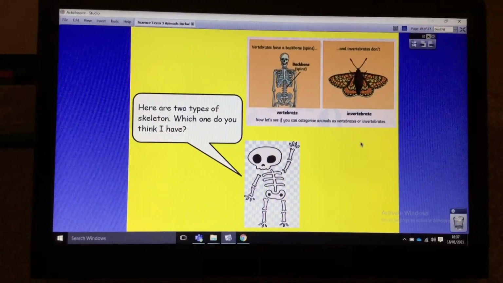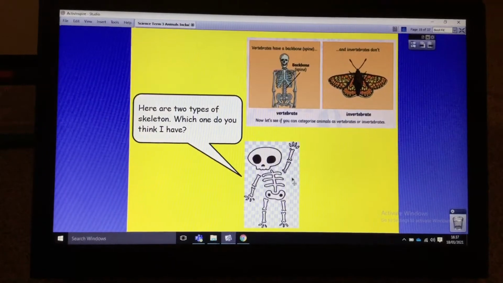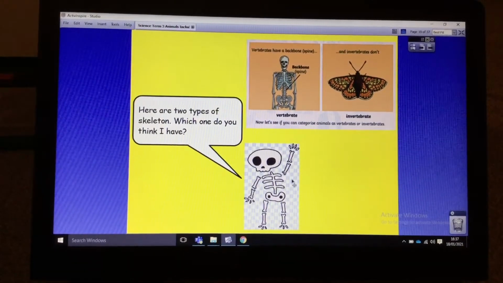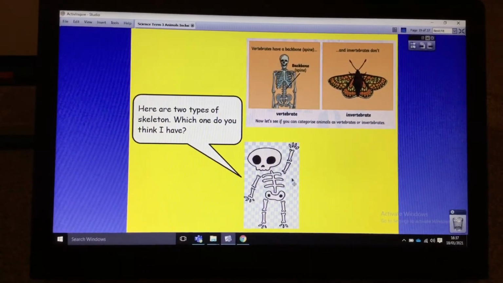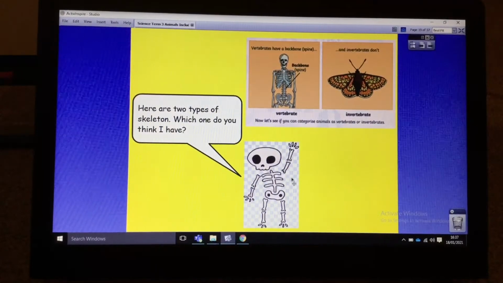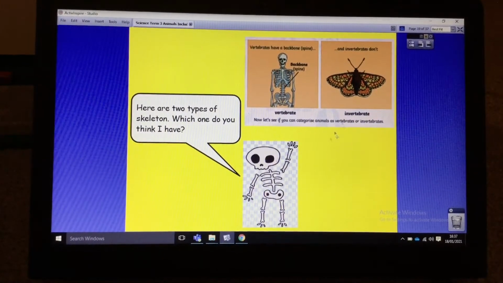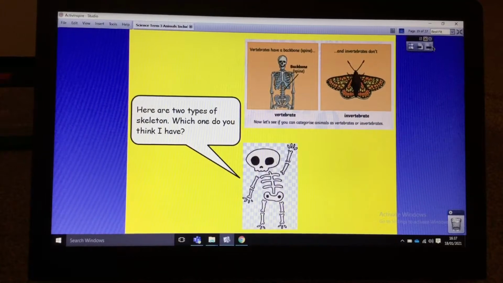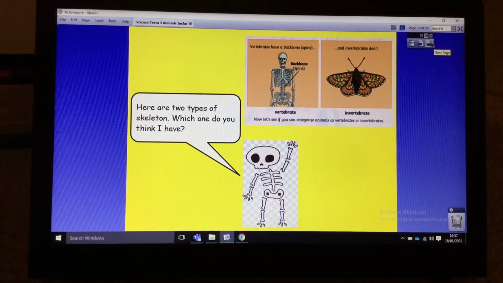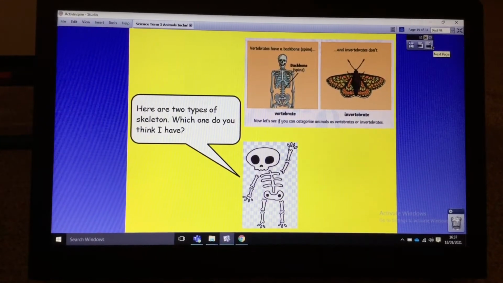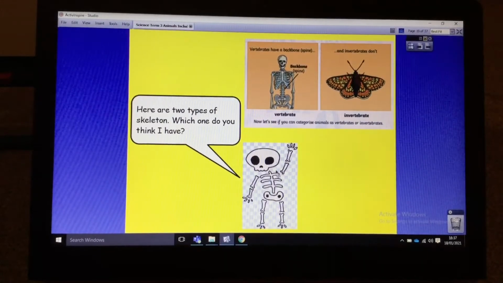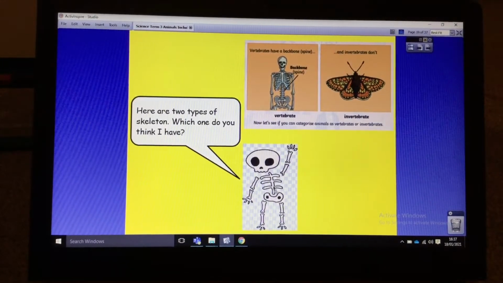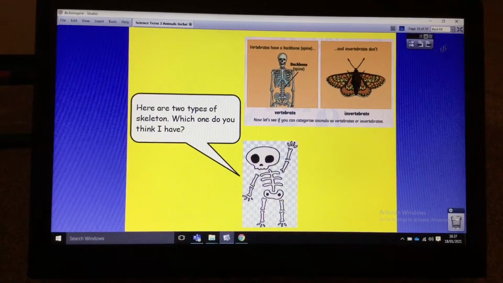An invertebrate does not have a backbone. So pause the video. What do you think this skeleton has? Do you think it is a vertebrate or do you think it is an invertebrate? It was a vertebrate. So you can actually see, if you look at the skeleton, you can see his spine running down here. Okay, well done.